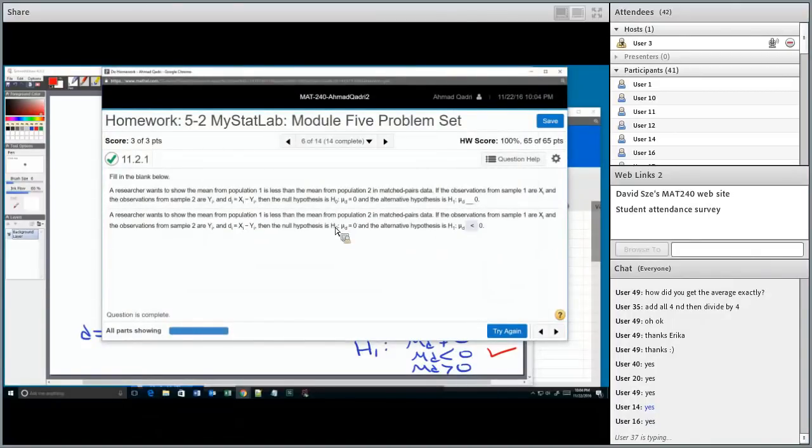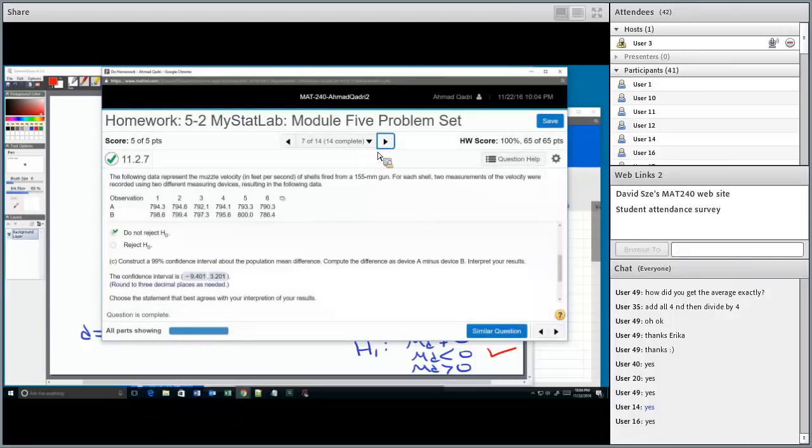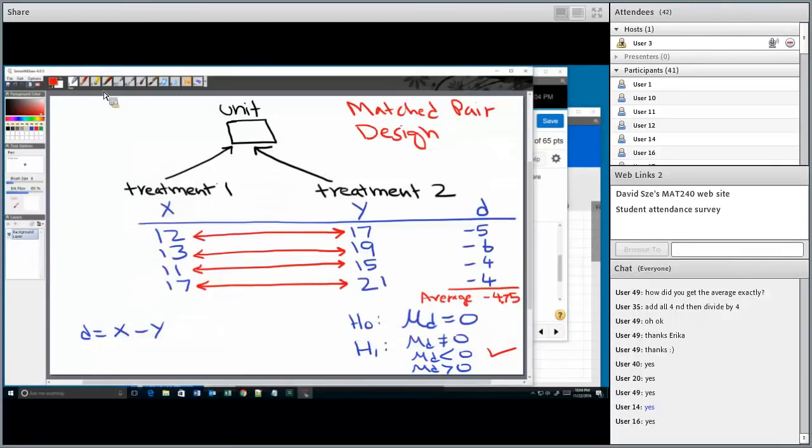Okay, so now let's look at this example. This is a very good example of matched pair data. The following data represents the muzzle velocity in feet per second of shells fired from this gun. For each shell, 2 measurements of velocity were taken using 2 different measuring devices. Okay, so here's what's going on.